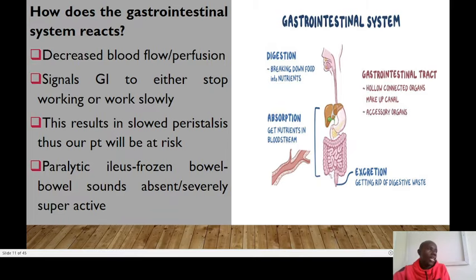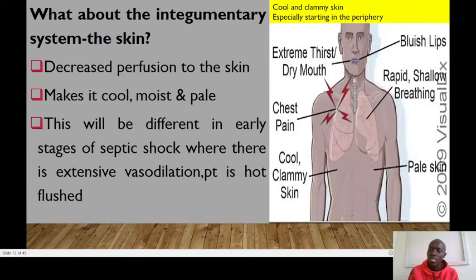Apart from the endocrine and the neural, we also have the GIT system responding to this decreased blood flow. Remember, decreased blood flow is going to impair perfusion, so the GIT will also be affected. So what the GIT does, it sends signals to either stop working or work slowly. This results in slow peristalsis, and thus our patient will be at risk of paralytic ileus. This is just frozen bowel. So bowel sounds may be absent or severely hypoactive. So that's how the GIT will respond.